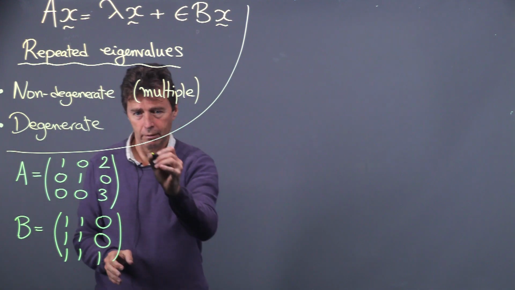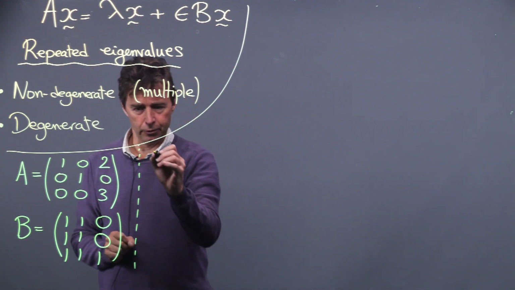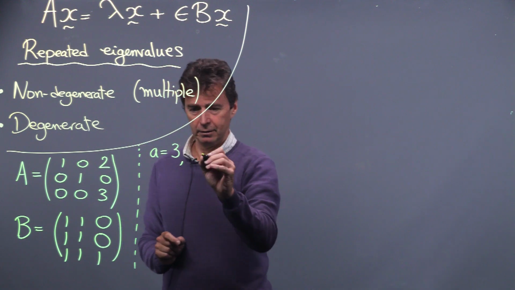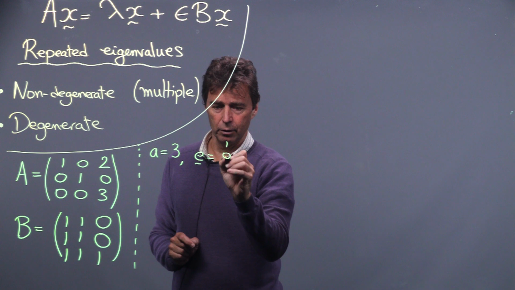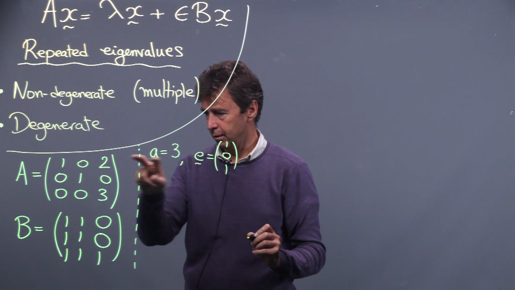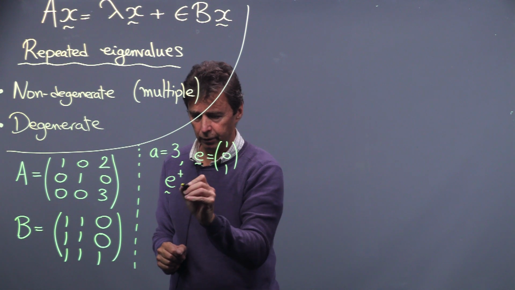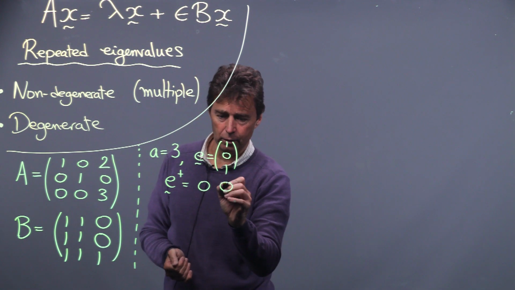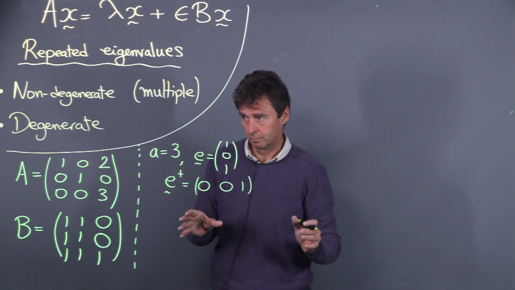Now, the quick calculation is just to choose 3 there. So if I choose lambda equal to 3, then you can easily confirm that the eigenvector is 1, 0, 1. If I take that and multiply it, you'll see that it works. And the corresponding row eigenvector is 0, 0, 1 again. Actually, it's very similar to the problem that we did to begin with.